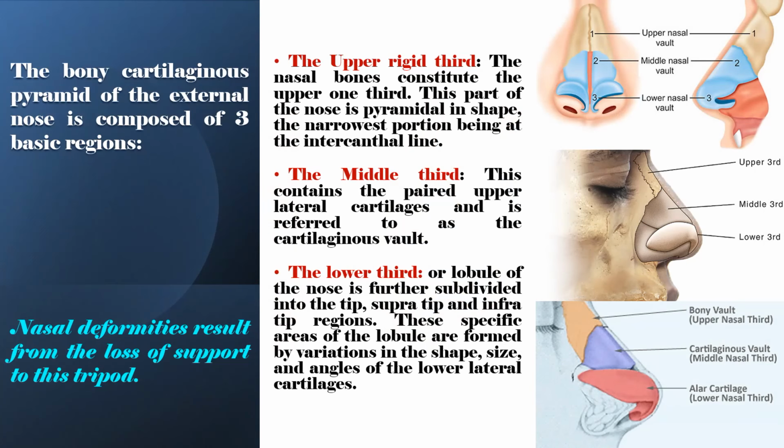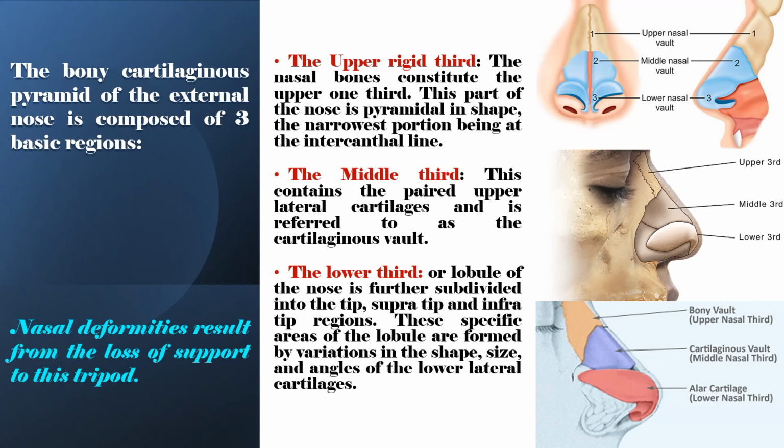The bony cartilaginous pyramid of the external nose is composed of three basic regions. The upper rigid third: the nasal bones constitute the upper 1/3. This part of the nose is pyramidal in shape, the narrowest portion being at the intercanthal line. The middle third contains the paired upper lateral cartilages and is referred to as the cartilaginous vault.